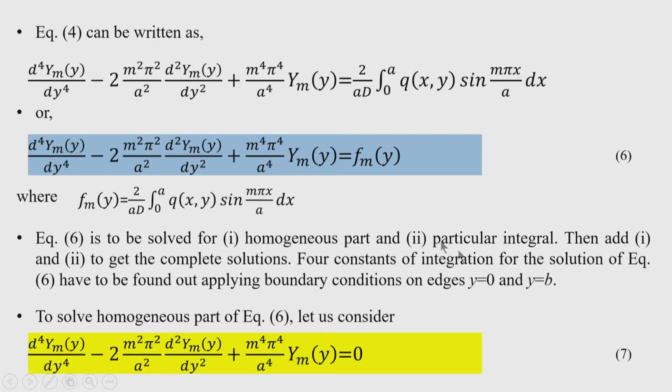So, naturally we get an ordinary differential equation, because only one function, that is Y m, which is a function of y, is differentiated. So, capital Y is a function of y. So, the fourth derivative appears here, then here it is the second derivative, and here the function itself. On the right hand side you are getting 2 a D times the integral from 0 to a of q x y, where q x y is the distributed load on the plate.